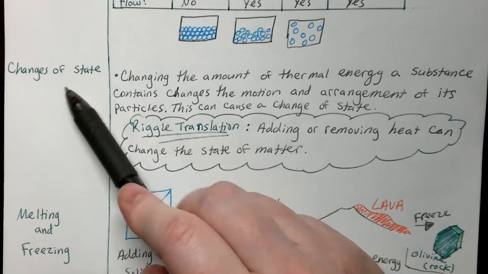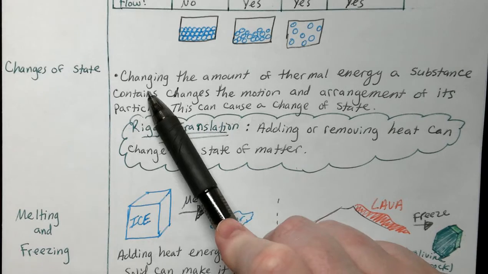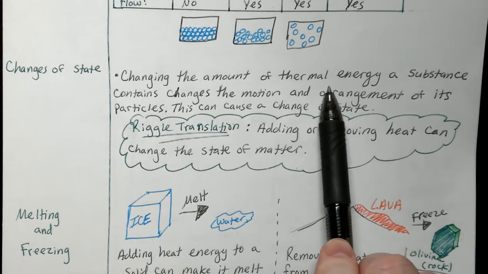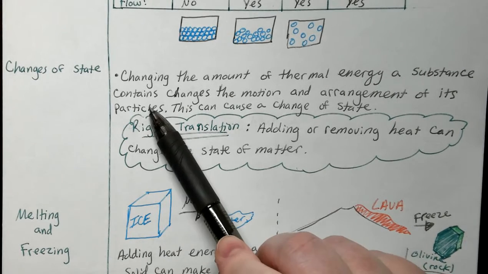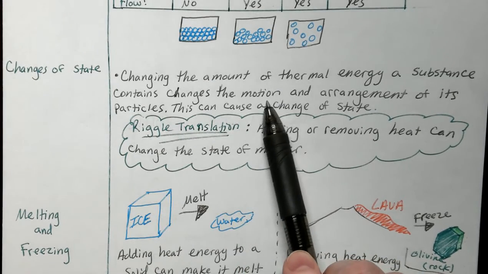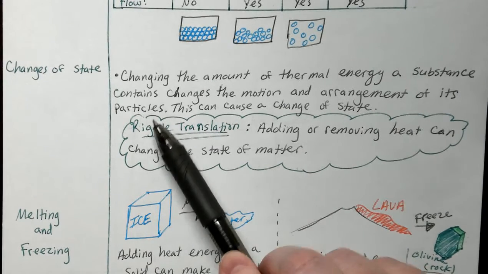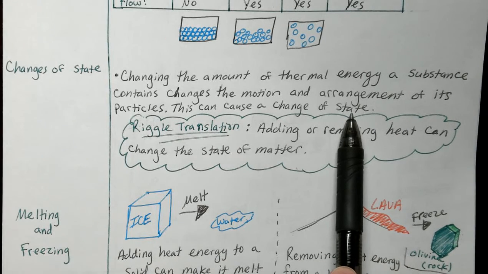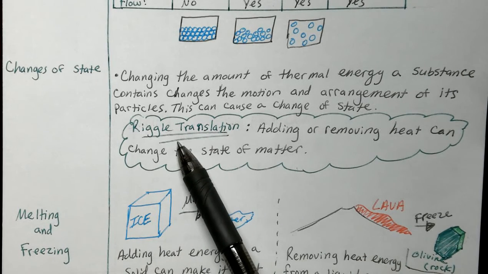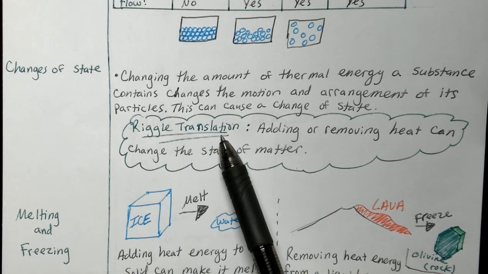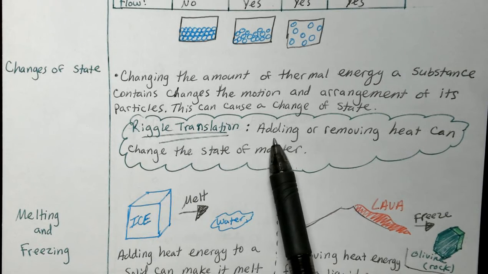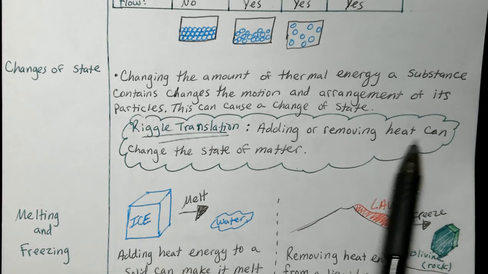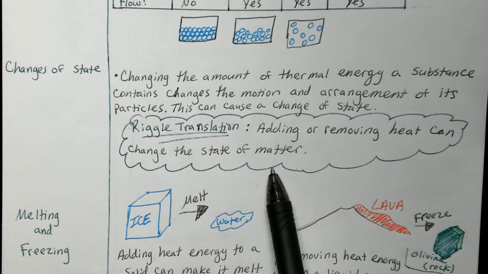Alright, changes of state. Changing the amount of thermal energy a substance contains changes the motion and arrangement of its particles. This can cause a change of state. So I put this into what I feel like is maybe easier to understand words. My Riggle translation is that by adding or removing heat, you can change the state of matter.